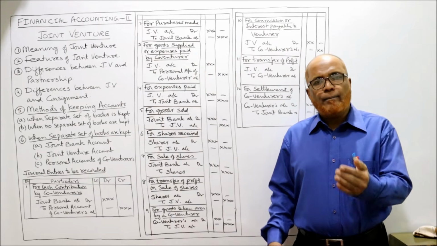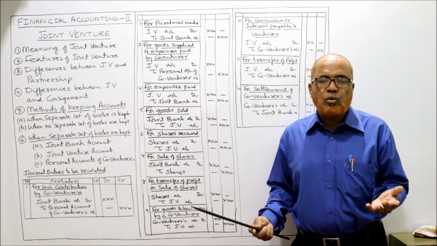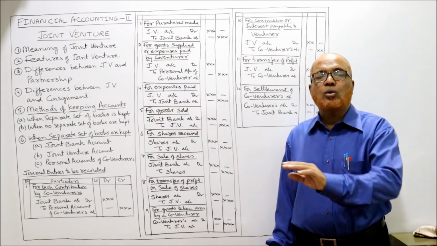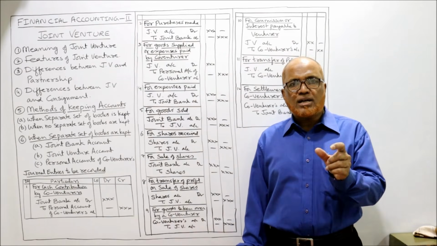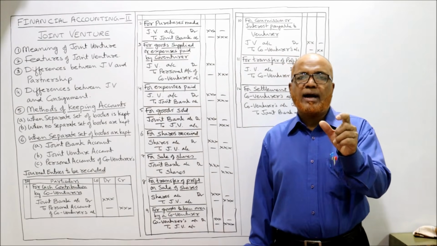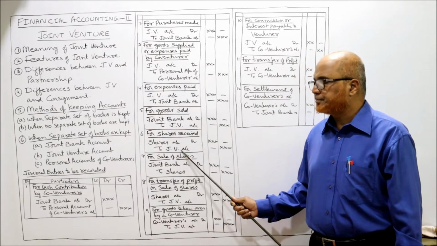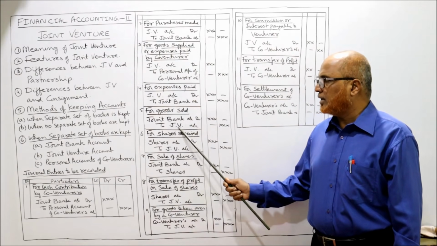Money is coming into the bank, so we will debit the bank. How, why is it coming, where is the money coming from? This is by sale of goods, so credit the joint venture account. So when goods are sold, the entry will be joint bank account debtor to joint venture account. This is joint bank account debtor to joint venture.